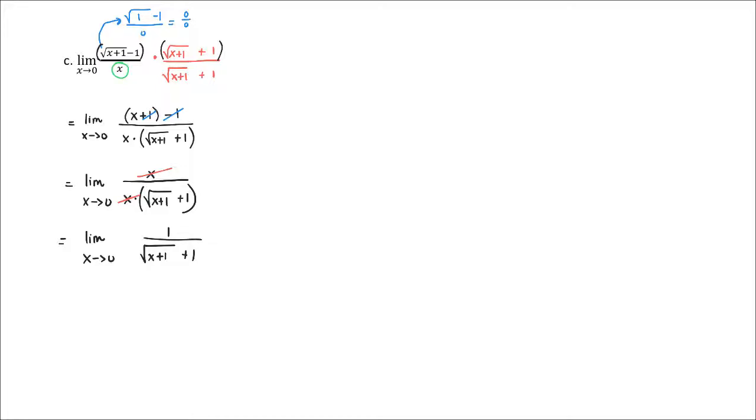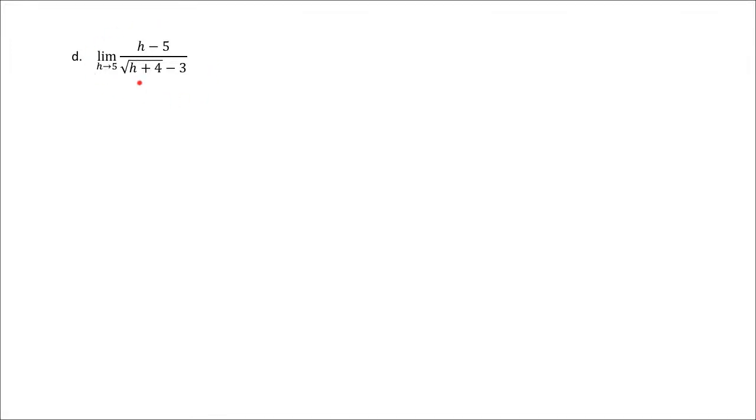So now that we have done a cancellation, we may want to try substitution again. And notice how this new function is continuous at 0. So let's do substitution. So this will be 1 over the square root of 0 plus 1, 1 plus 1. That means 1 over 1 plus 1, which beautifully gives us 1/2 as the value of the limit. So sometimes the algebraic manipulation that is required is multiplying by the conjugate of the numerator or the conjugate of the denominator.